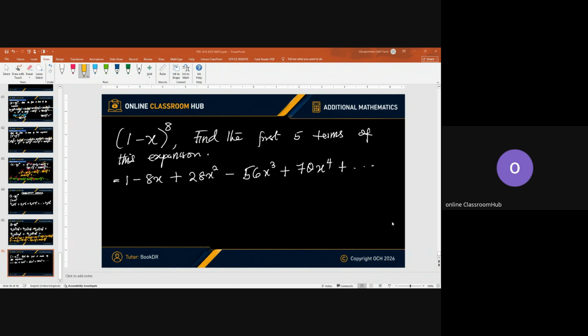Are these people in the classroom? Calvin. Sir, yes. Actually 8 combination 0. Good. The power is 8. So we'll start from 8 combination 0.